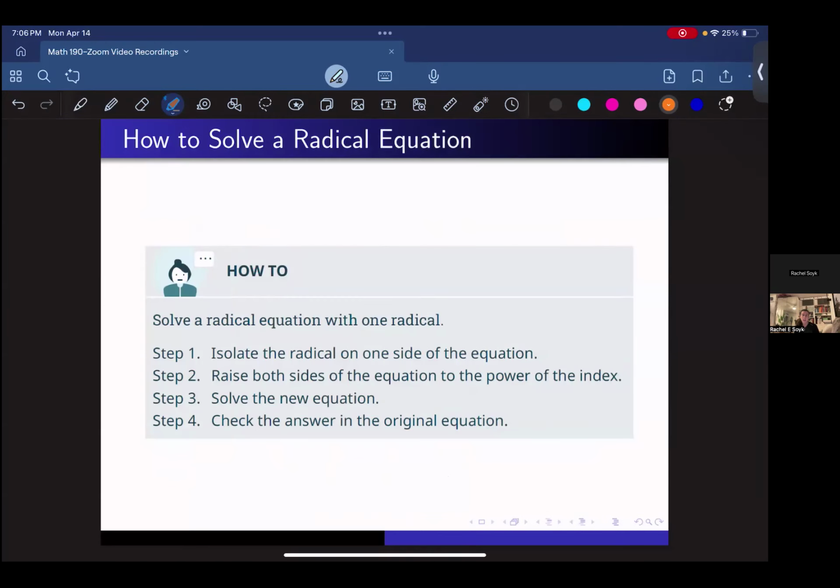This next slide is just the step-by-step procedure in solving radical or root equations. Again, that first step, you really want to isolate that root on one side, and then you want to reverse engineer it to get rid of that root based off of what index we're talking about. Then we solve the new equation by isolating our variable. And then last but not least, we want to check the solutions to make sure they work, especially if we're dealing with an even index, because we might have to reject a solution.